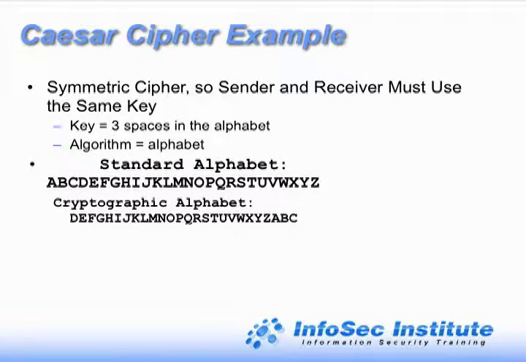Then you have your symmetric cipher, so the sender and receiver must use the same key. The key equals 3 spaces, otherwise known as bit shifting as well. In today's terms, that's not really encryption anymore, that's more of an encoding, because if everybody knows the key, then the algorithm doesn't change, because this part right here is always going to be 3. So that's an encoding stream. But standard alphabet and then cryptographic alphabet. D through C as opposed to A through Z.